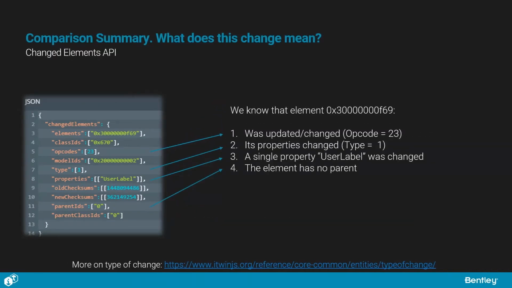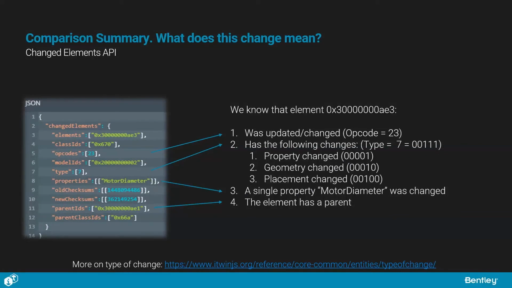With all this new knowledge, we can now interpret the same example and understand what has changed in the iModel. We have a single element that changed, given that arrays only contain 1 item. The element ID is shown in the elements array. We know that the element was modified due to the opcode, or operation code, that is given in the opcodes array. We can see that the element has a property change because of the type value. We can also see that the property user label was the property that got changed. Finally, we know that this element has no parent elements because the values for parent ID and class ID are 0.